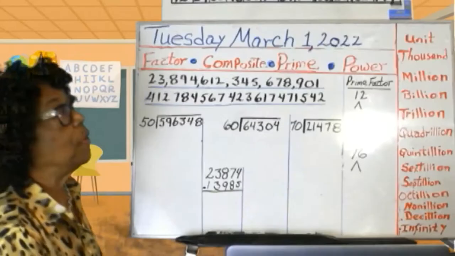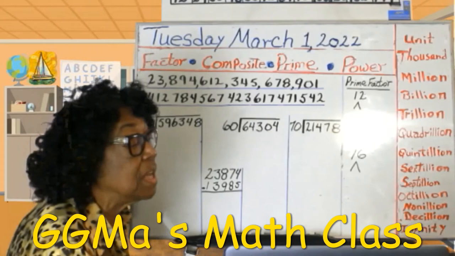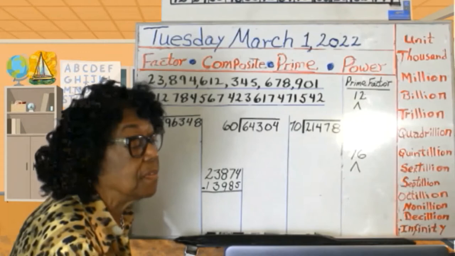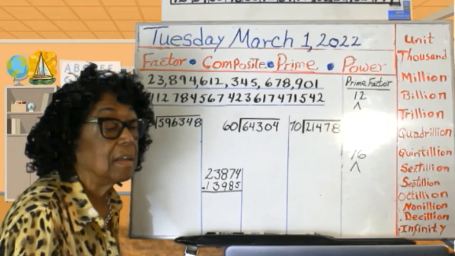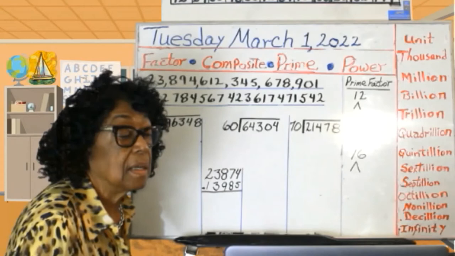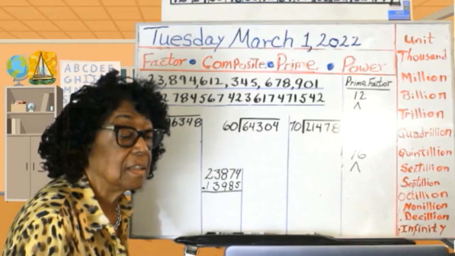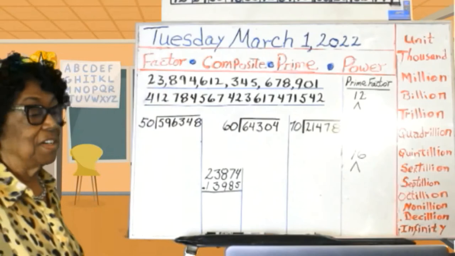What is our number system based on? Which number do we always have to be aware of? Because our number system is based on that number. Who said that? Raquel, come to the mic. Say what you just said. The number is based on 10. Very good. That's little Raquel. She was 6 years old when she learned that.